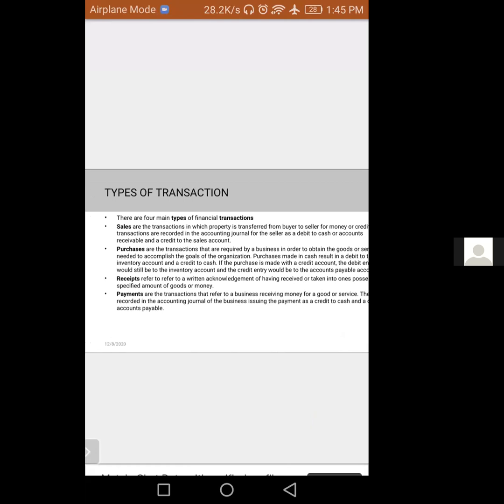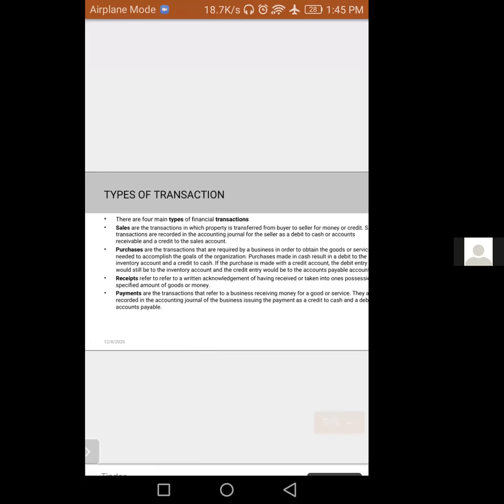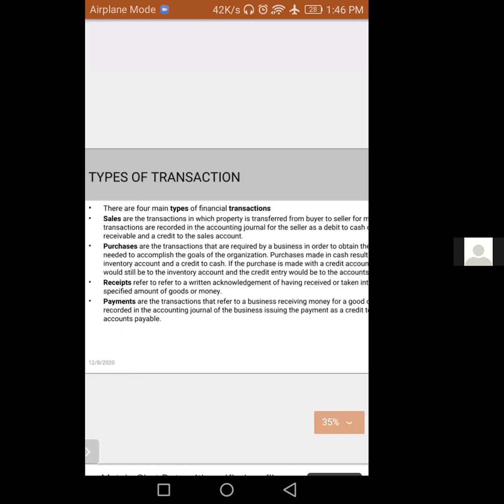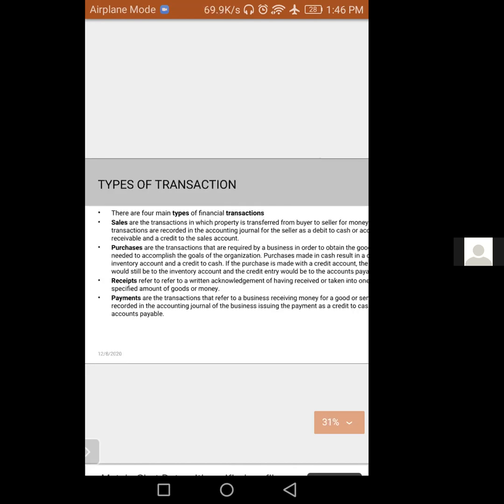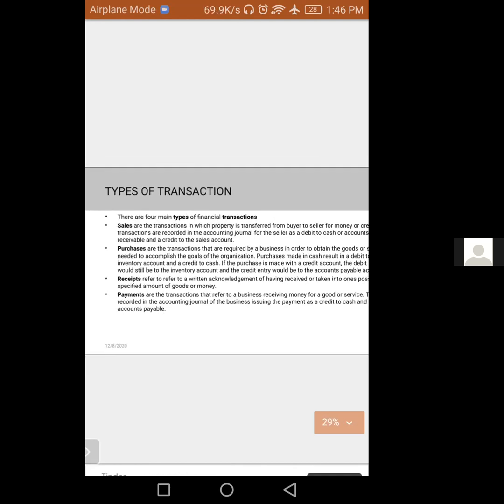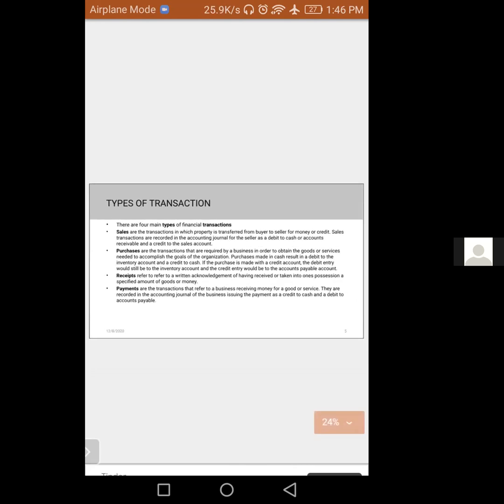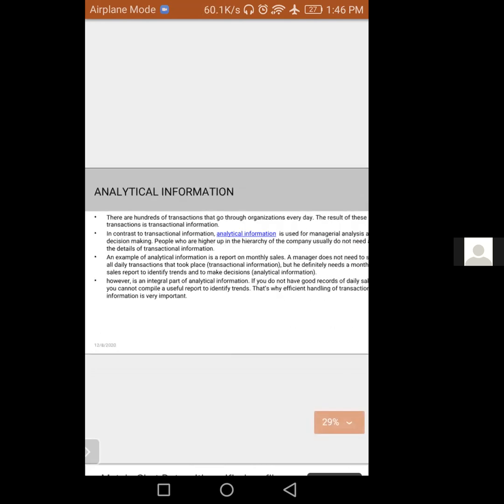A receipt refers to a written acknowledgement of having received or taken into one's possession a specified amount of goods and or money. And fourth one is payment. Payments are the transactions that refer to a business paying money for a good or service. They are recorded in the accounting journal of the business using the payment as a credit to cash and a debit to accounts payable. And we have the analytical information.